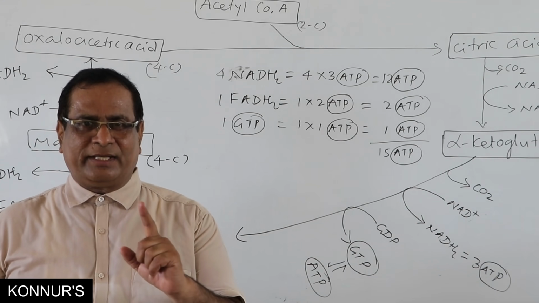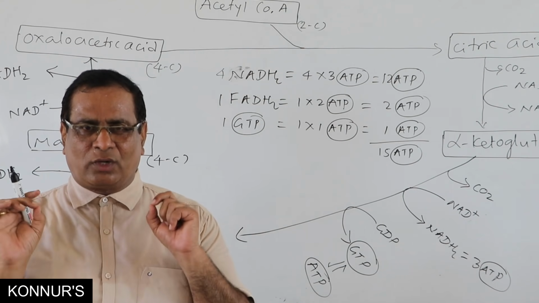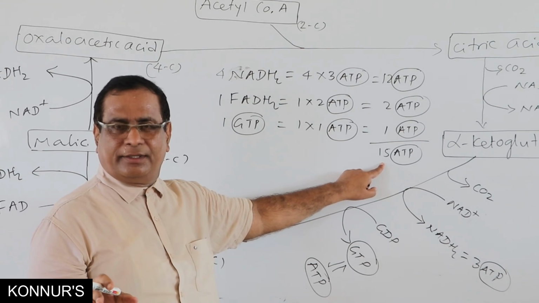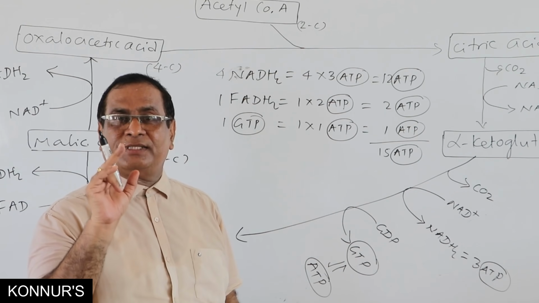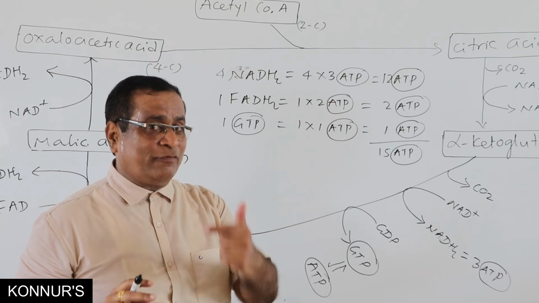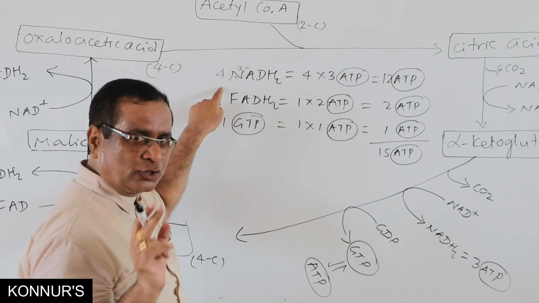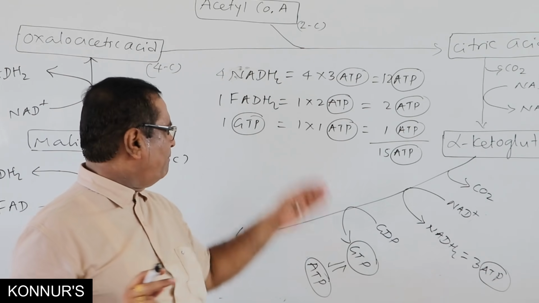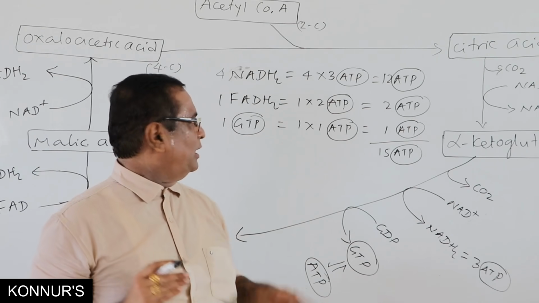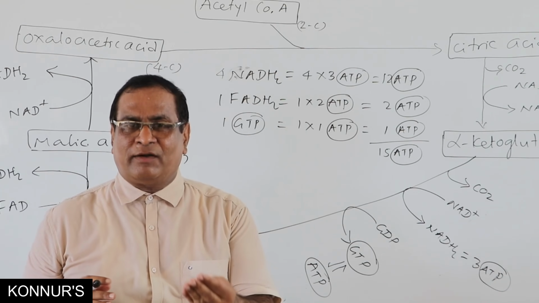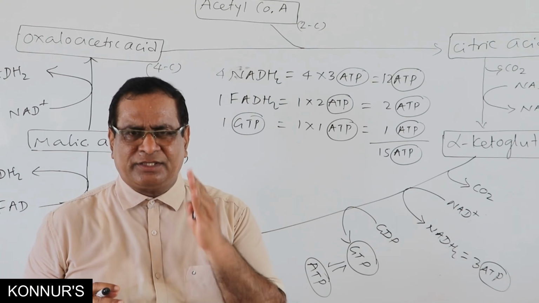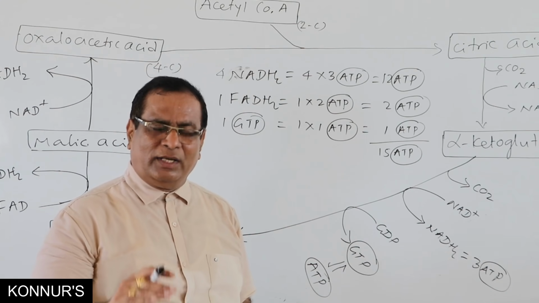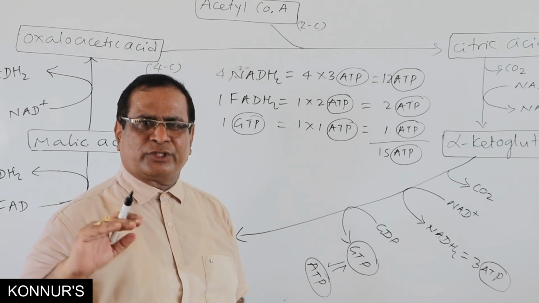When 1 pyruvic acid enters into Krebs cycle, 15 ATPs are generated, and these 15 ATPs are generated in the form of 4 NADH2, 1 FADH2 and 1 GTP. They can make any NEET question. How many ATPs are formed when 1 pyruvic acid enters into Krebs cycle? 15 ATPs. They will give the answer in the form of a question.